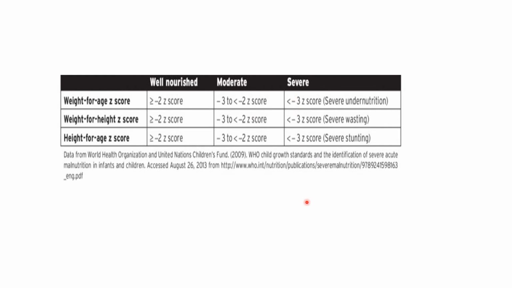Severely malnourished children have less than -3 Z scores. It means if it is weight for age Z score, they are severely undernourished. We can say weight for age, undernourished; weight for height, wasting; and height for age, severe stunting. If it is less than -3, it is severe stunting.